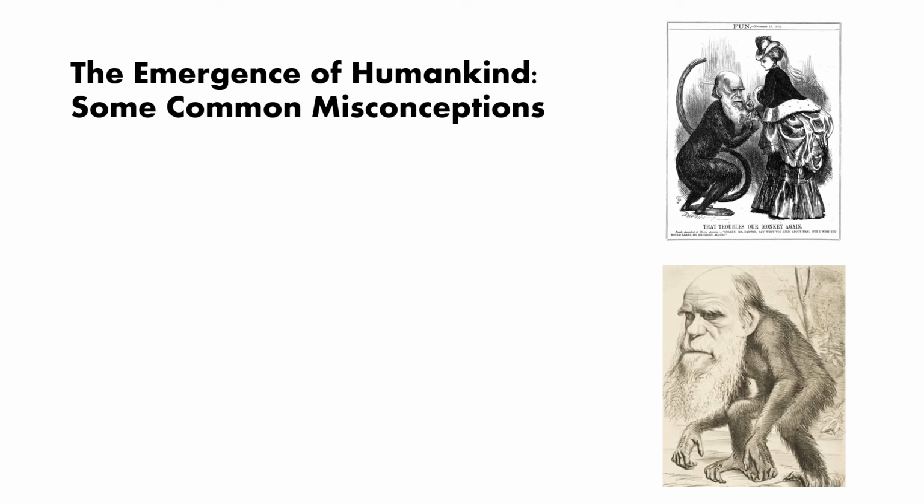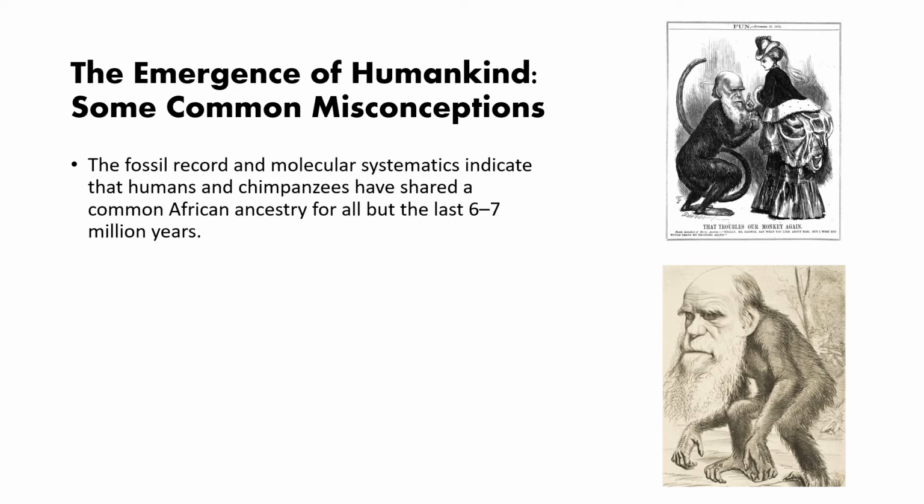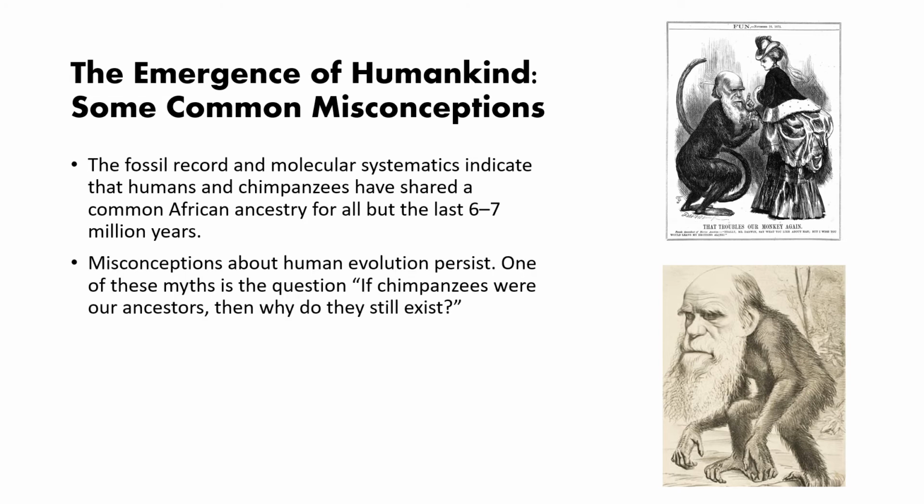Now, when we start to make the connections between humans and chimpanzees and other apes, this starts to lead to some major misconceptions that are sometimes still present in people's thinking. Okay, so the fossil record and molecular systematics indicate that humans are very closely related to chimpanzees, and they shared a common ancestor in Africa for all but the last 6 to 7 million years. So we are not descendants of chimpanzees. They are our close relatives, but we are on different trajectories, different paths, but we did share a common ancestor.